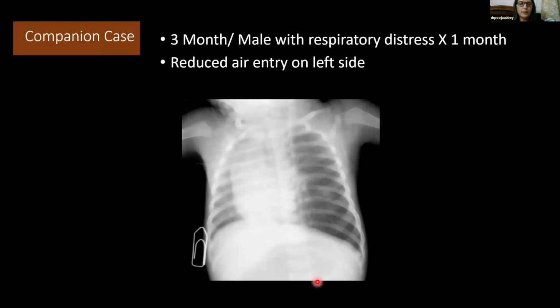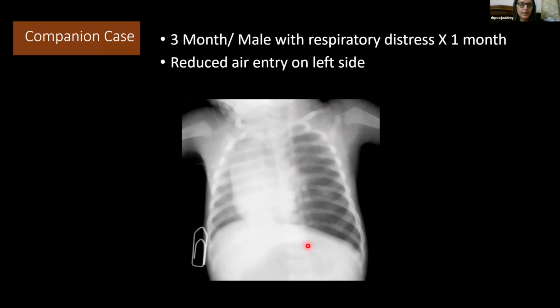Okay, so just a companion case. I had put this as a SCII case of the month many months back. So for those of you who haven't seen it there, I just kind of brought it back. So this was a 3-month-old male and had respiratory distress for a month. And reduced air entry was found on examination on the left side. And this is the radiograph.